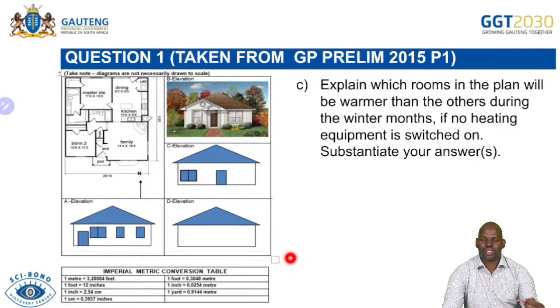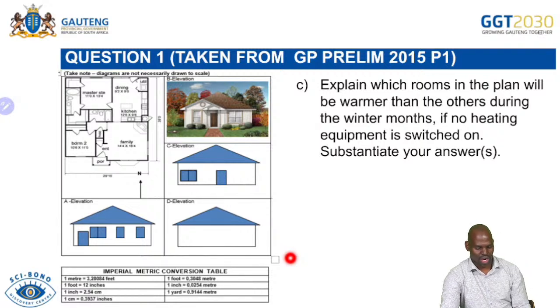Then this one is: explain which rooms in the plan will be warmer than the others during the winter months if no heating equipment is switched on. Now, boys and girls, we have to look at our compass. We need to check in which direction the sun is moving.